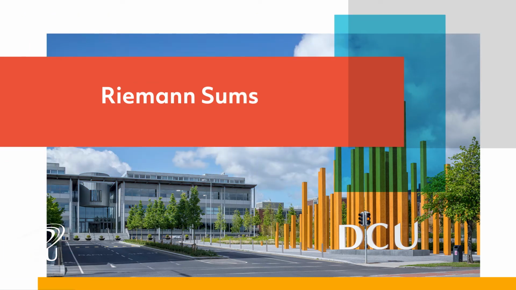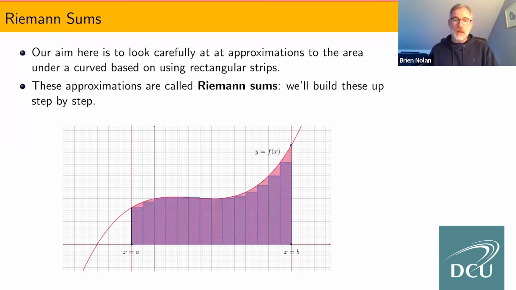Hi, in this mini lecture, we're going to look in detail at this idea of approximating the area under the graph of a function by a sequence of rectangular strips. These approximations go by the name of Riemann sums. So the aim then is to look very carefully at how we build up these approximations. I'm going to outline the theory for how we would calculate one of these Riemann sums given a function, and then in the next mini lecture, I'll go through a couple of examples.